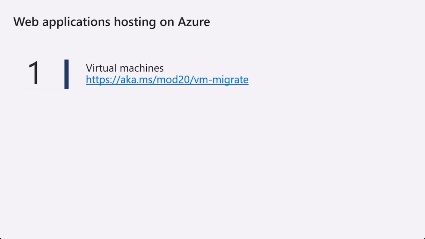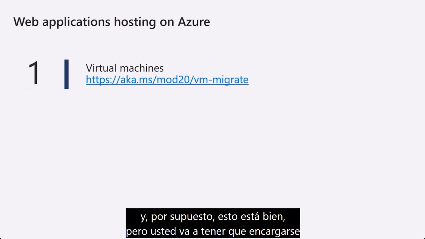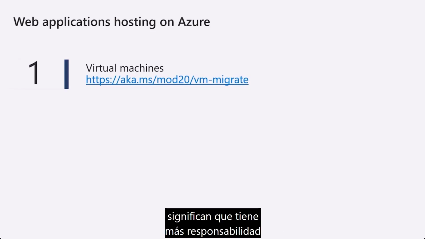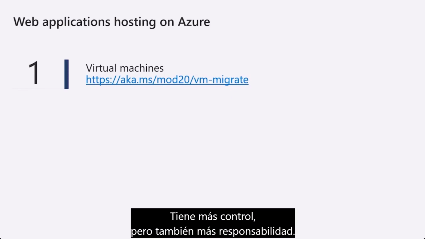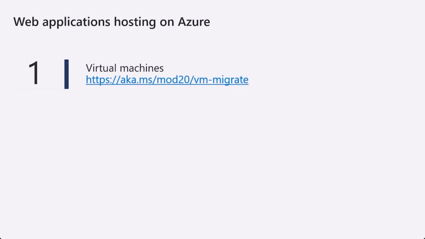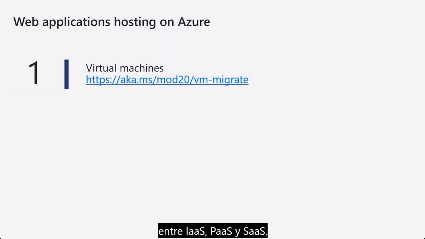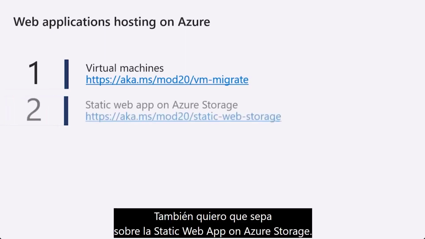We lift the VM, we shift it into the cloud. And of course, this is absolutely okay to do that, but you're going to need to take care of certain things, because virtual machines mean that you have more responsibility on your side. All right, so you have more control, but also more responsibility. We'll talk more about that in a moment, and especially the differences between IaaS, PaaS, and SaaS, those as a service monikers.